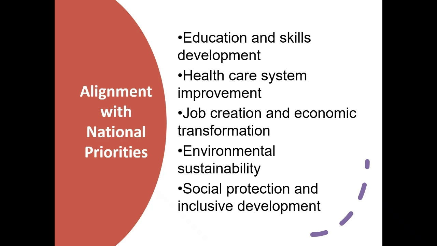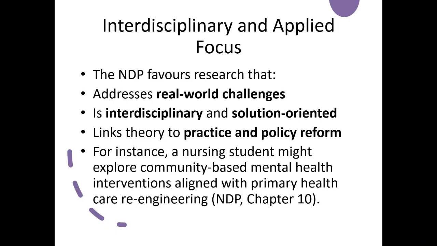So you could, for instance, look at education and skills development. That would align to the NDP, healthcare system improvement, job creation and economic transformation, environmental sustainability, social protection and inclusive development. Also very strong is interdisciplinary work. You might not yet look at transdisciplinary, but interdisciplinary is merging more than one, focusing on more than one discipline. So merging, for instance, agriculture and mental health.